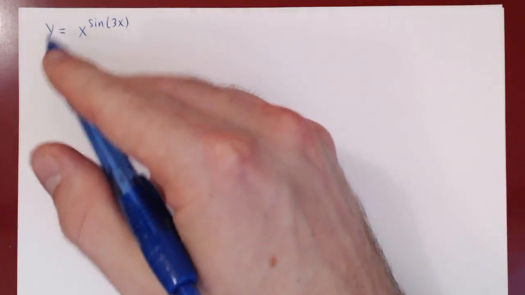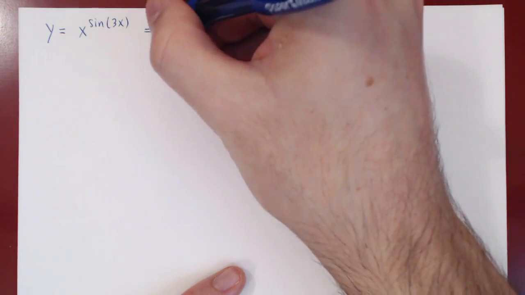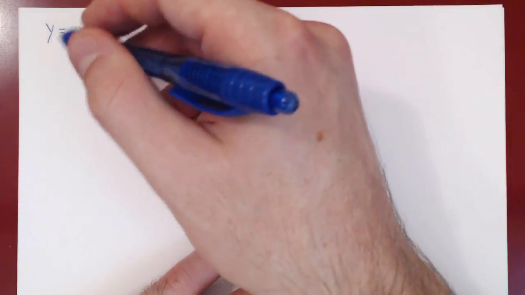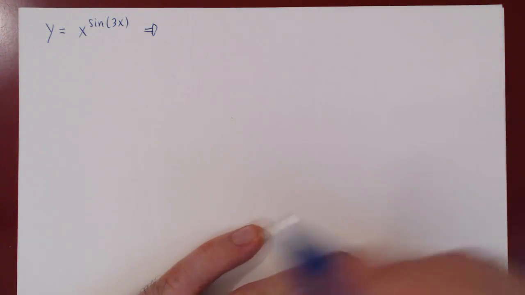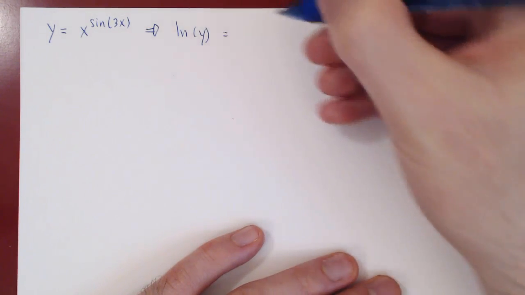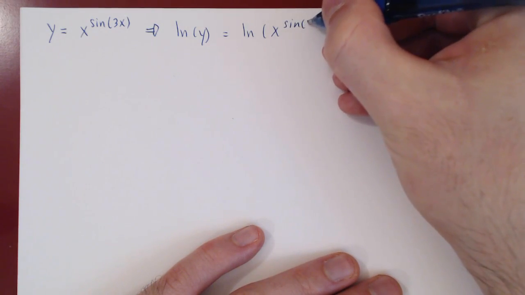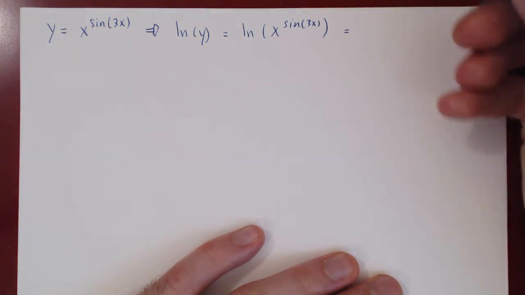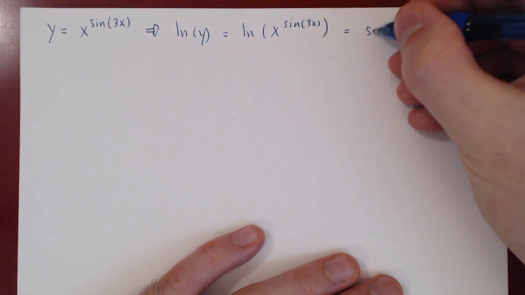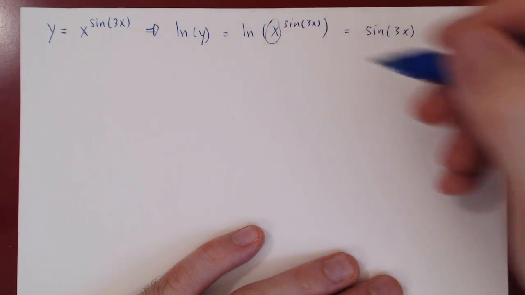But we know that we can take ln on both sides and then bring the power outside the ln. And this is once again an example where we can only find the derivative of y with respect to x using logarithmic differentiation. So ln of y will equal ln of the right-hand side, ln of x to the sine of 3x. Property of ln, we can remove the exponent outside of the ln, and we get sine of 3x times ln of x.